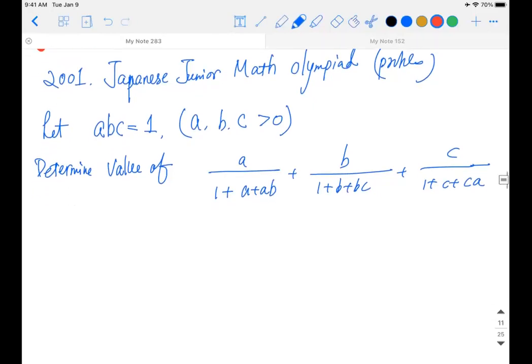Let's check out this problem. You have 3 positive real numbers, and their total product is equal to 1. The question asks you to determine the value of the following expression: A over 1 plus A plus AB, plus B over 1 plus B plus BC, plus C over 1 plus C plus CA.